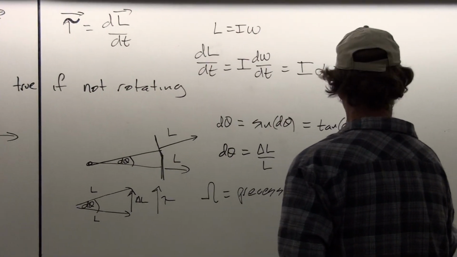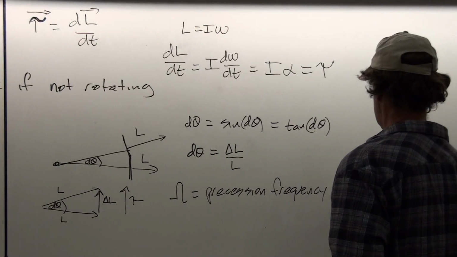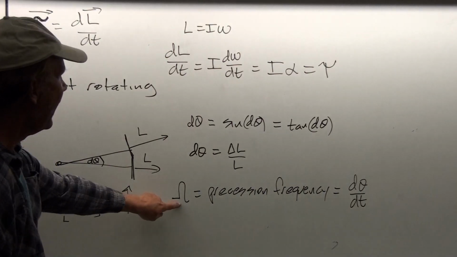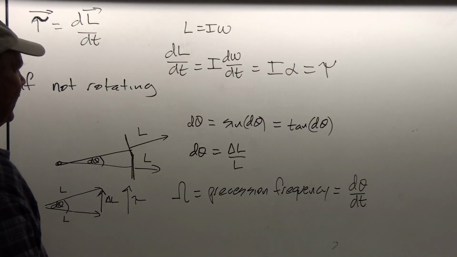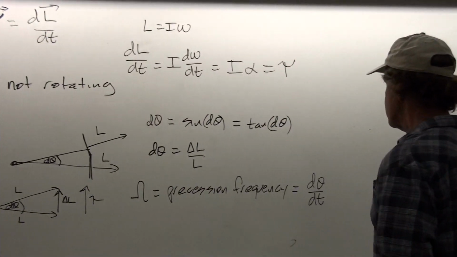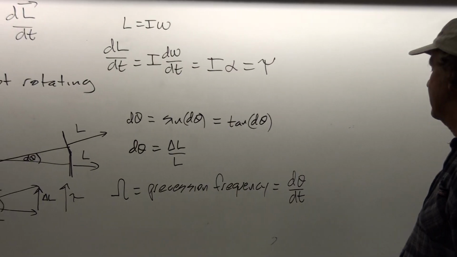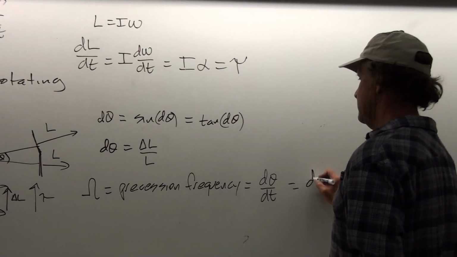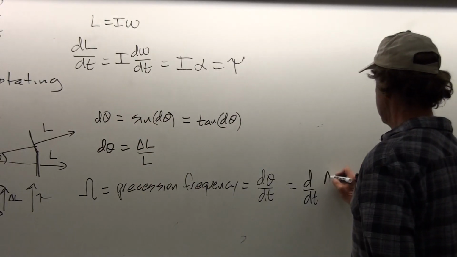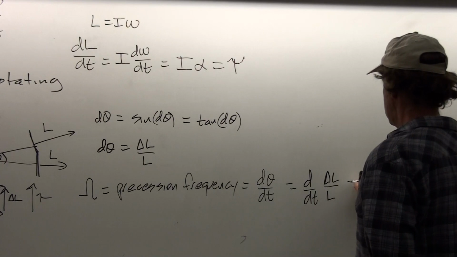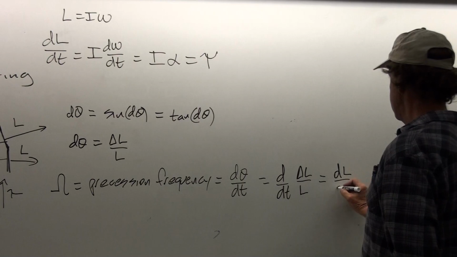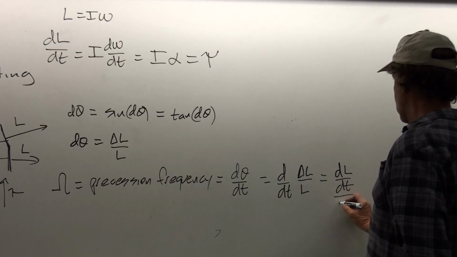And that's going to be equal to d theta dt. Okay, so this is an angular velocity, but it's also a rotation rate. This is the rate at which theta is sweeping around. And so that's going to be equal to d by dt of this expression, delta L over L. But that's just basically equal to dL dt over L.